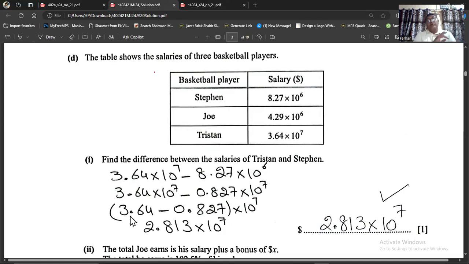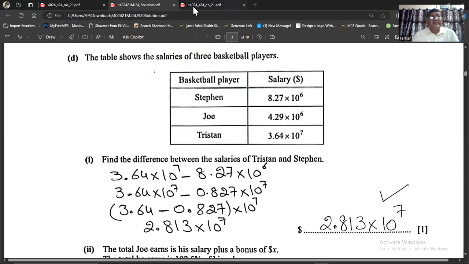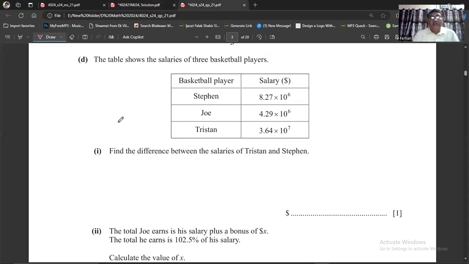So 3.64 minus 0.827, you get 2.813 x 10^7. You can do it directly on the calculator, because in this paper the calculator is allowed. So the difference of the salary is 2.813 x 10^7. 2.813 x 10^7 is the right answer, sir. This is how this is done. So we are going to the next part.